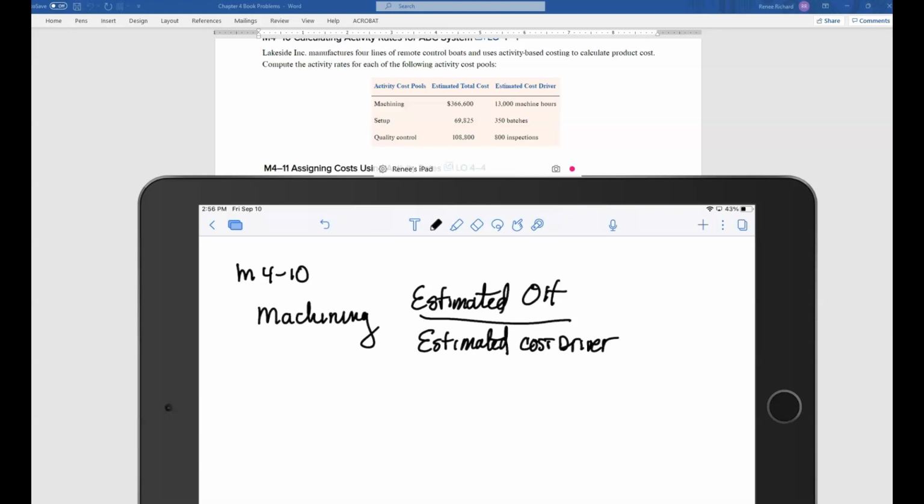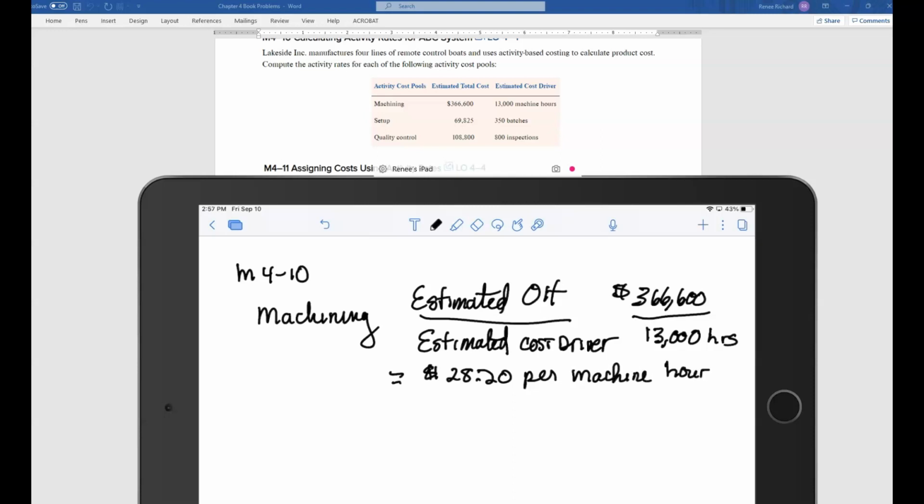So for machining, our estimated overhead is $366,600. And the estimated number of drivers, in this case machine hours, is 13,000. So 366,600 divided by 13,000 is $28.20 per machine hour. And when you're writing down these calculations, be sure to label everything. It will save you a lot of time in the end.